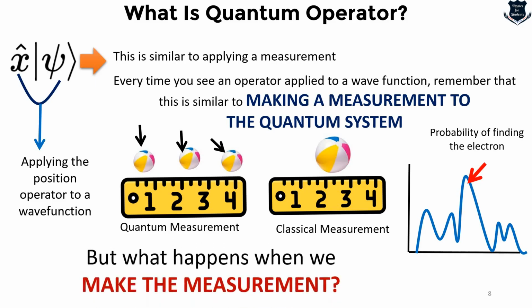Now, we all understand that classical measurement is a precise definition. Quantum measurement gives only a probability distribution. The question is, what actually happens when we make the measurement? There are really weird things happening. Let us look in the next part of the video at what happens when we do the measurement.